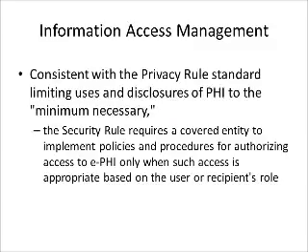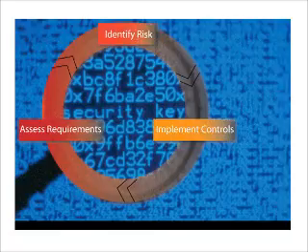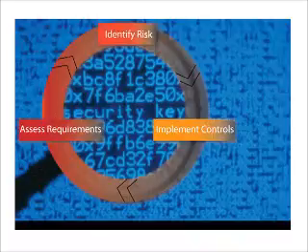Information access management. Consistent with the privacy rule standard, limiting uses and disclosures of protected health information to the minimum necessary, the security rule requires a covered entity to implement policies and procedures for authorizing access to electronic protected health information only when such access is appropriate based on the user's or recipient's role. The people accessing the celebrities' information we talked about a few slides ago were not assigned to that particular account, so they had no business or no appropriate basis for having access to that information.